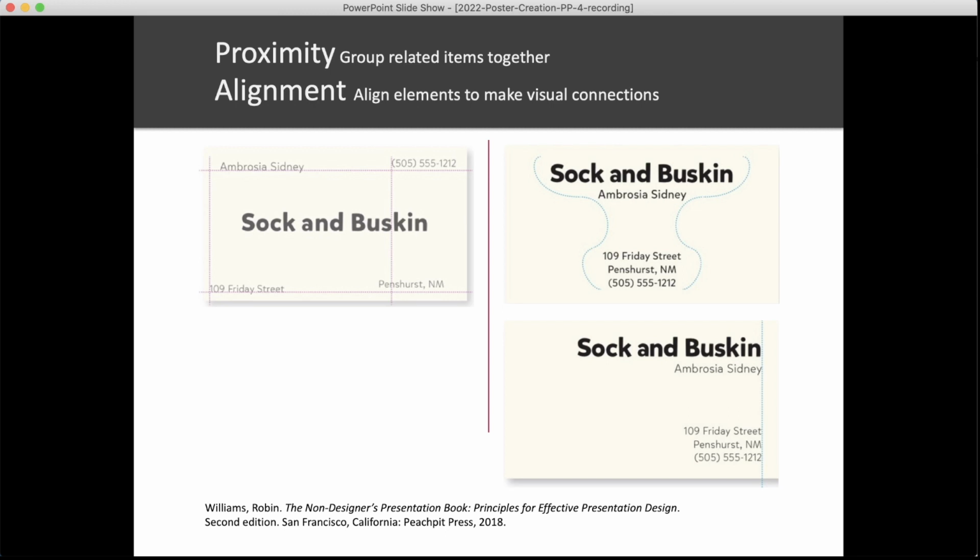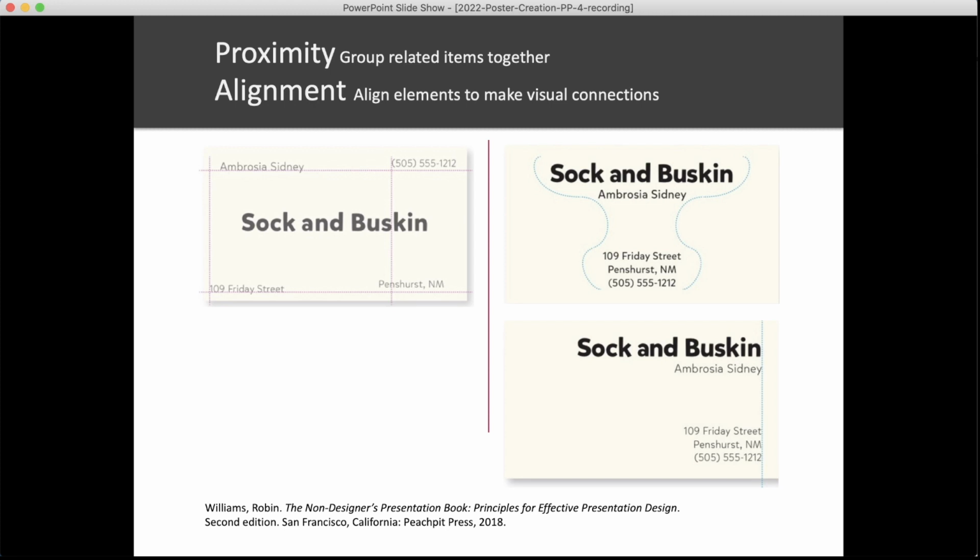Proximity is to group related items together. If they are not related, move them apart from each other. If they are related, group them together. When several items are in close proximity to each other, they become one visual unit rather than several separate units. For this business card, after grouping, instead of 5 separate items, you have 2 visual units. The page automatically becomes more organized.